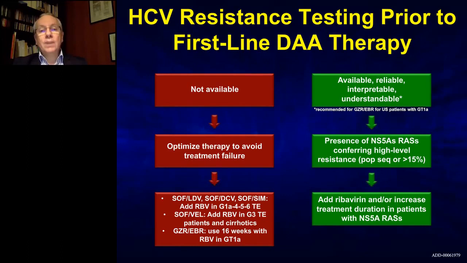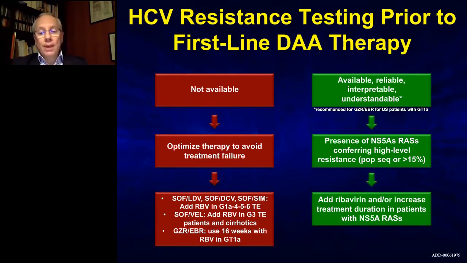On the other hand, if you have access to a test which is reliable, has been validated, is easily interpretable, and is understandable by the clinician, then the presence of NS5A RASs conferring high-level resistance will indicate that only those patients who have detectable NS5A RASs should add ribavirin and/or increase treatment duration. The point is that this applies to current treatment regimens, but the next generation of treatment regimens will not need any adaptation based on the presence of NS5A RASs, and therefore this will very soon become irrelevant.